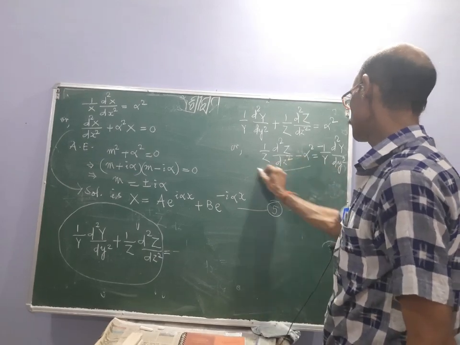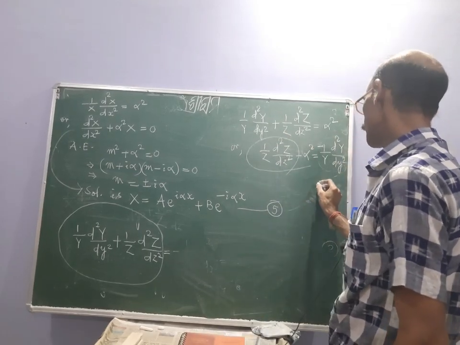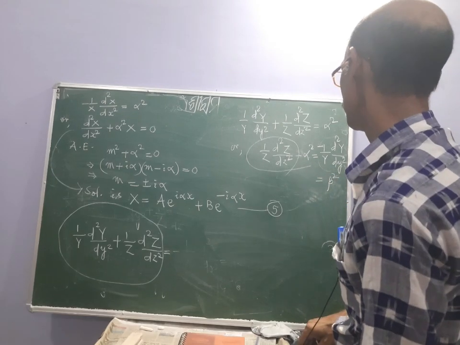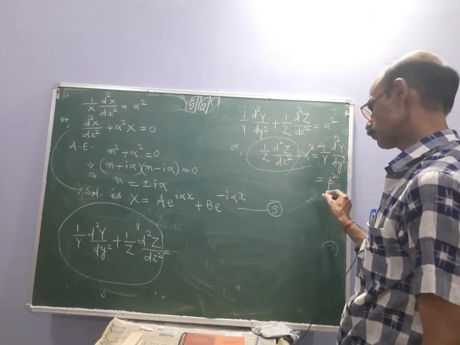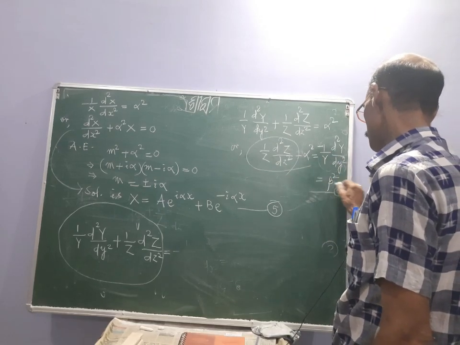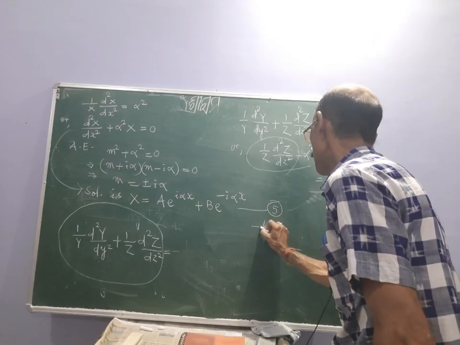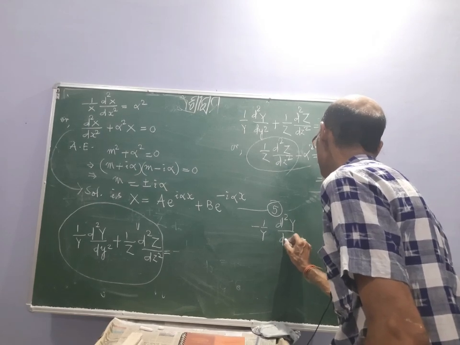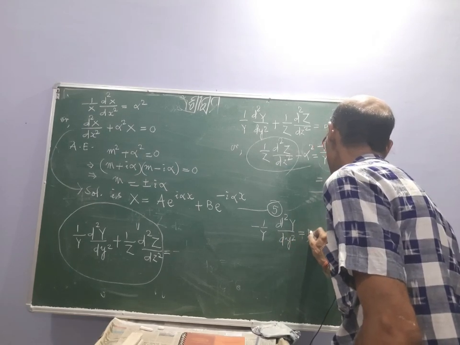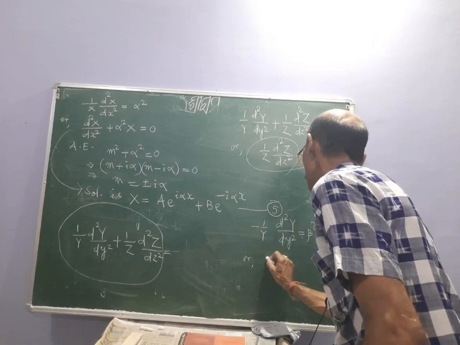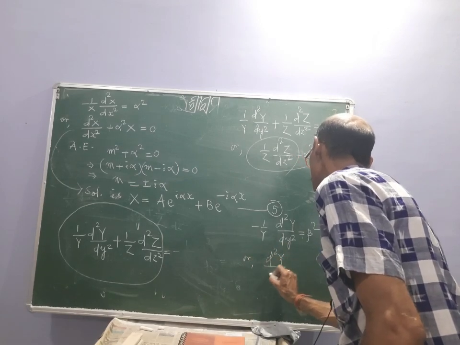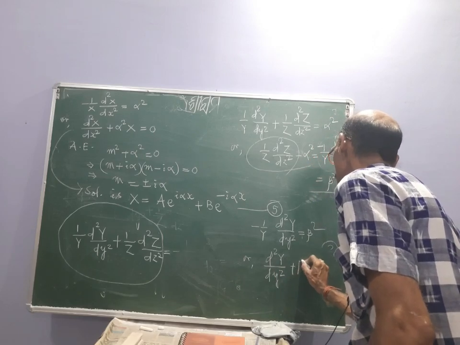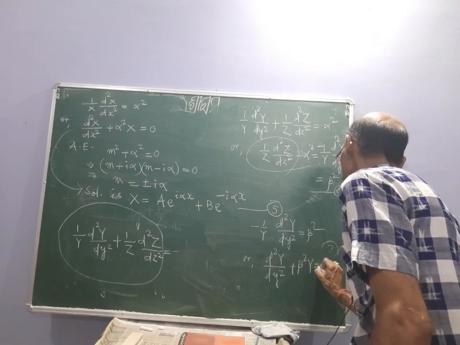Now this side only Z, this side only Y. So let us have another constant, suppose beta square. Let it be equation number 6. From equation number 6 I have minus 1 by Y d square Y by dy square is equal to beta square, or I can have d square Y by dy square plus beta square Y is equal to 0.